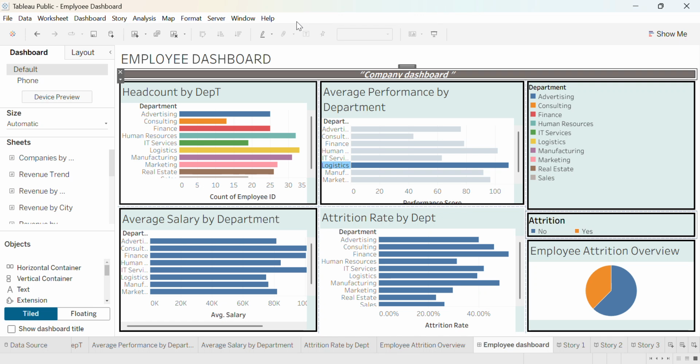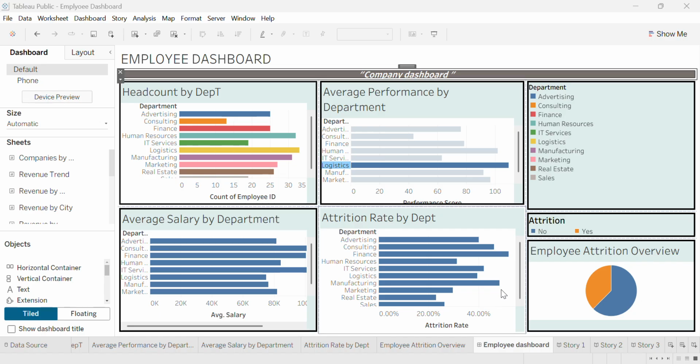Today I am presenting my Tableau data visualization project. The title of my project is an employee and company performance analytics dashboard. In this presentation, I will cover four main parts.